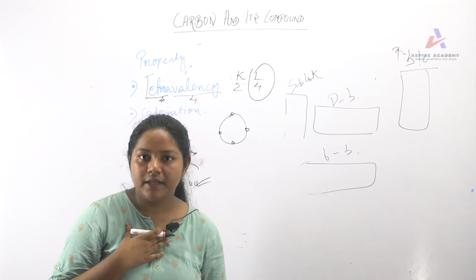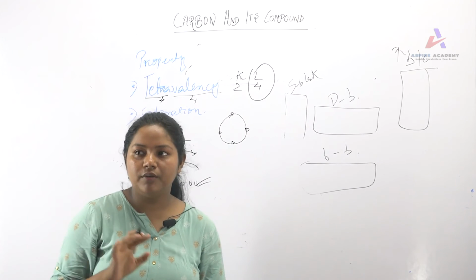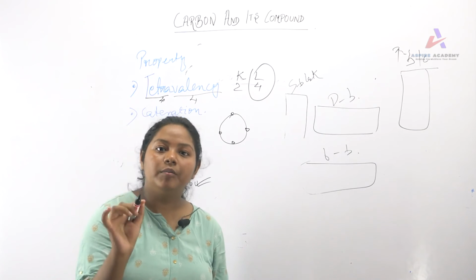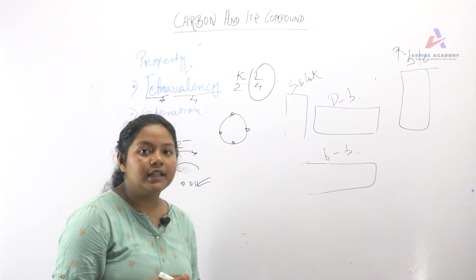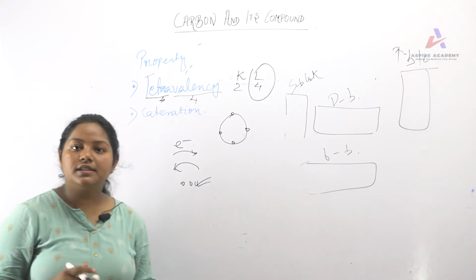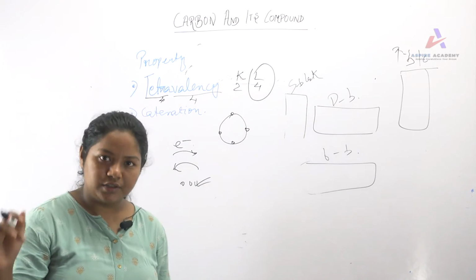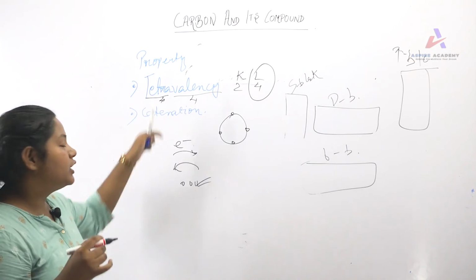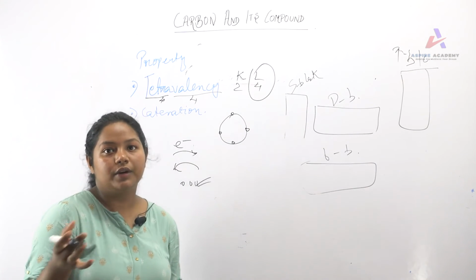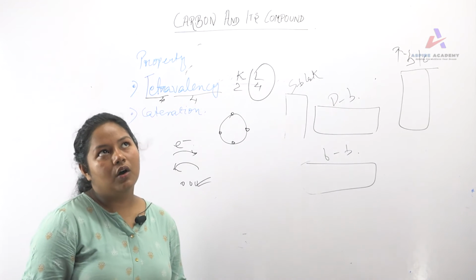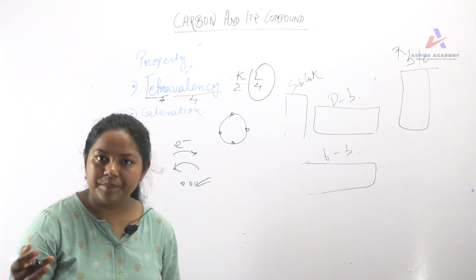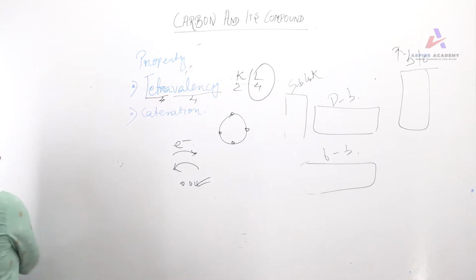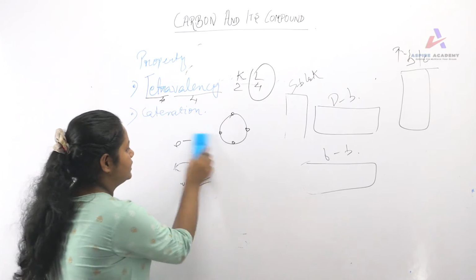Everybody wants to be stable, correct? You want to be stable, you want to stay under your roof, you want to sit comfortably under your fan. Likewise, carbon also wants to be stable, and for that stability, carbon shares its electrons. It can share with any other element, like chlorine, or with hydrogen. Carbon will share its electrons. I hope it is clear what tetravalency is.